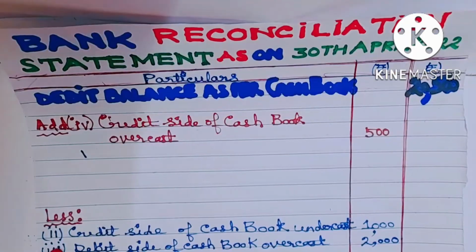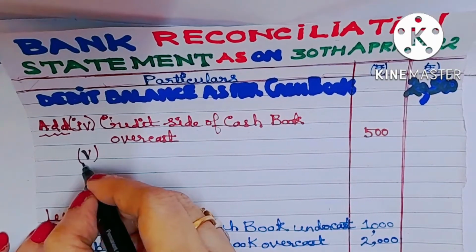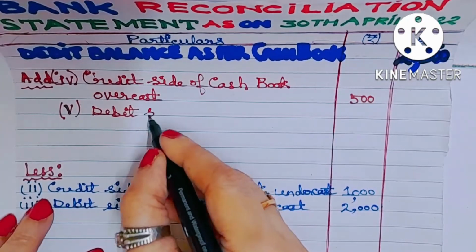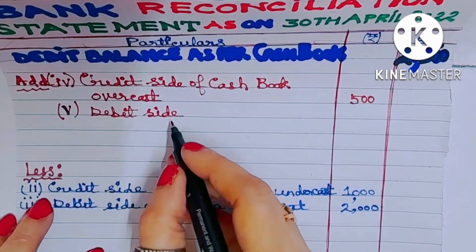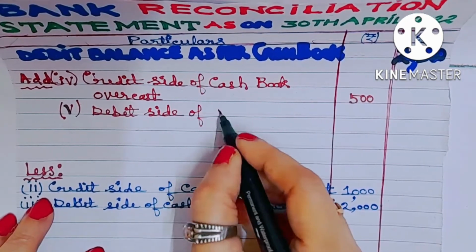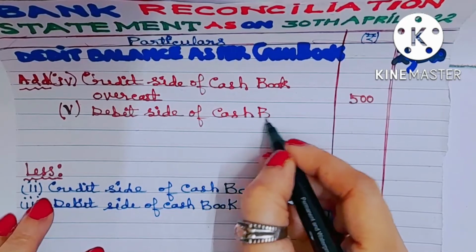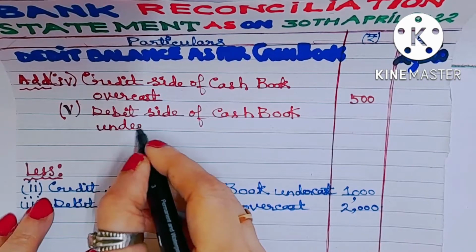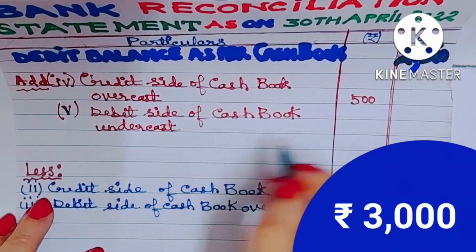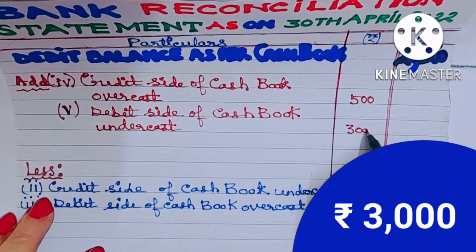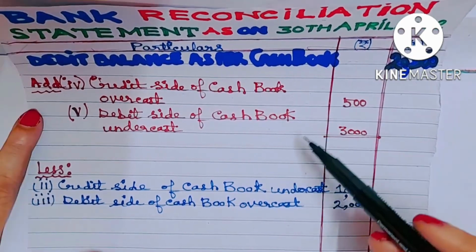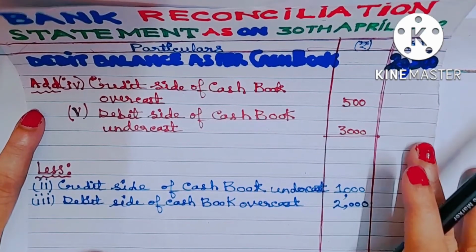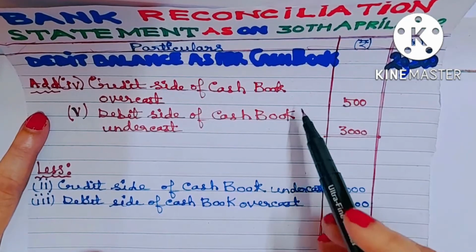Okay? So let's add number 5. Debit side of cash book undercast. How much? By rupees 3,000. So we'll write it here. Okay? So now we have recorded all the transactions. Now let's see how many transactions there are that we have to add.